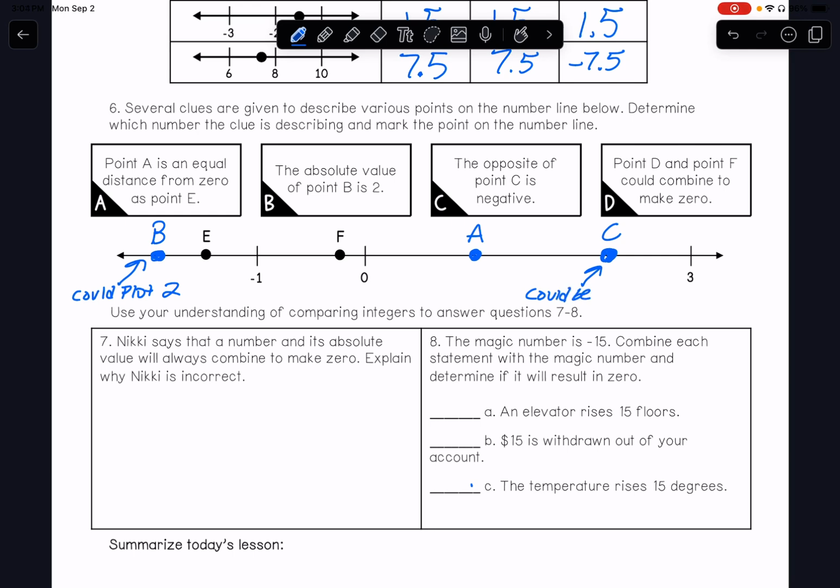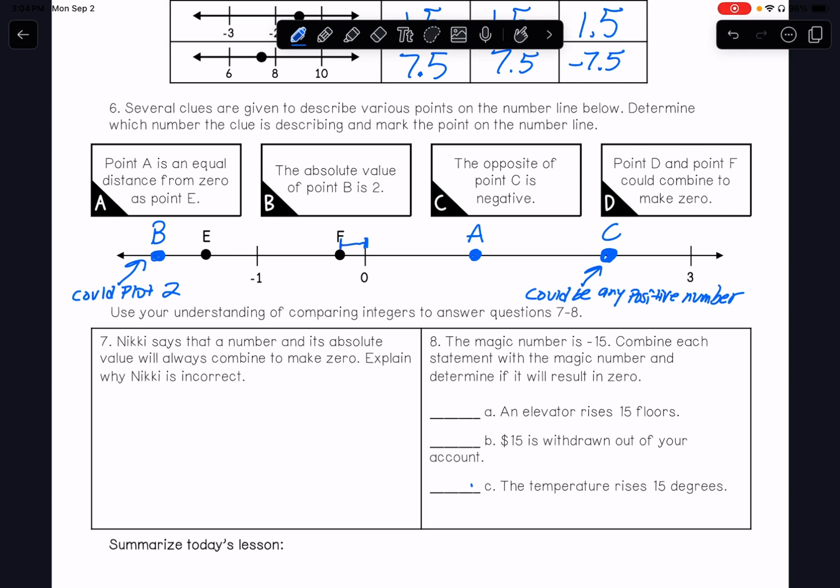Okay, now look, it says point D and point F can combine to make 0. Earlier in the notes, we saw that opposites combine to make 0. Well, look at what point F is. That means it has to be the same distance away from 0. So I say point D is about right here. Point D has to be the same distance away from 0 that F is. Okay? Perfect.